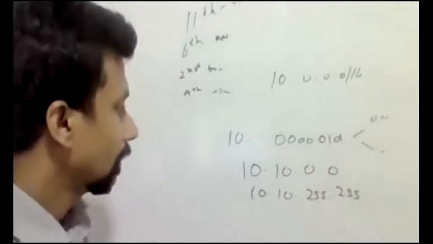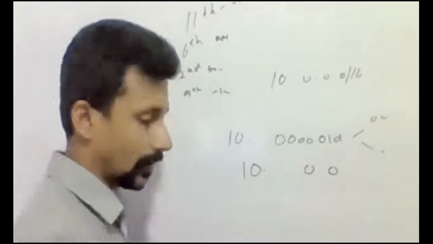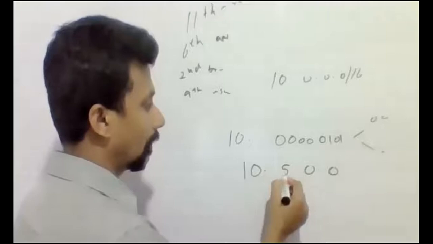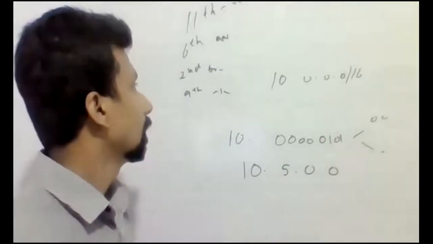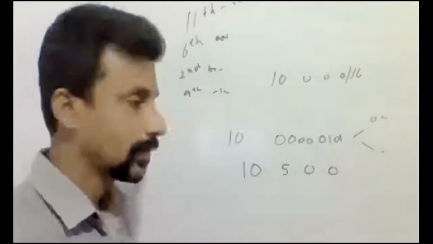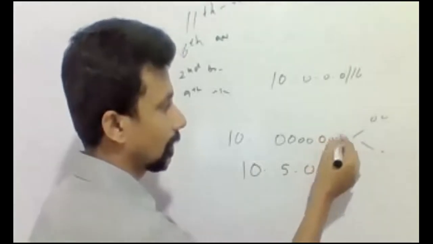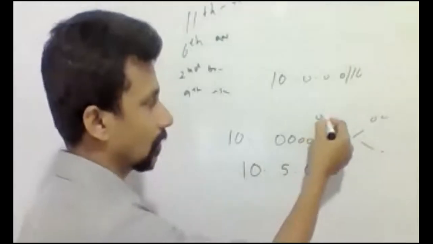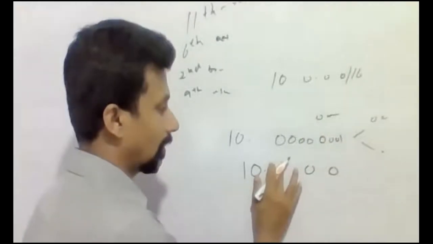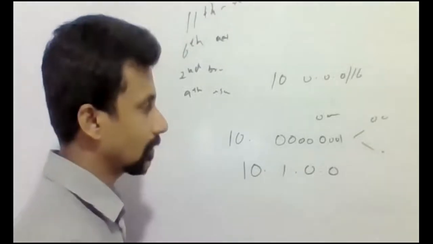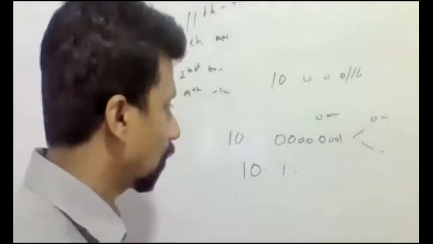So they are asking the network address. So I'm writing 10.5.0.0. That is the 6th subnet. The second one, broadcast address. Second one means your value will be like this. First one is all zeros. Second one is 0001. Here you get 1. Broadcast, so last address, all other bits become ones.